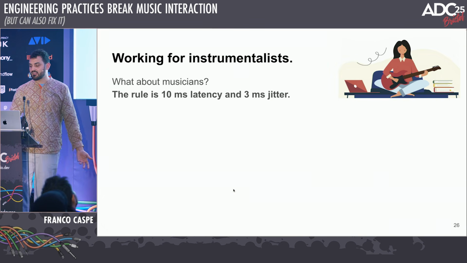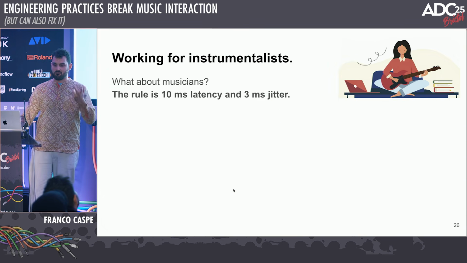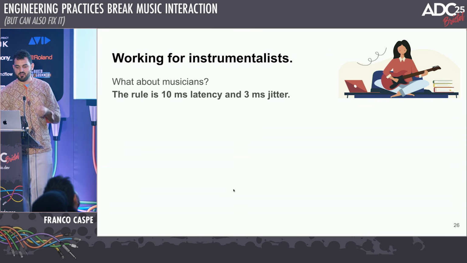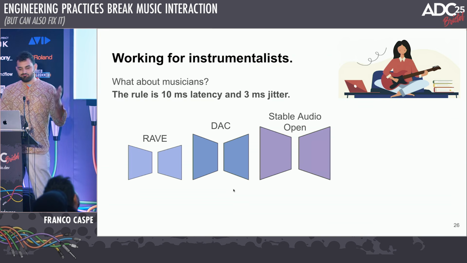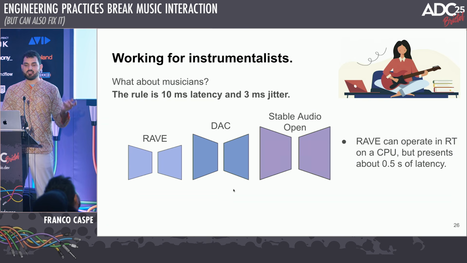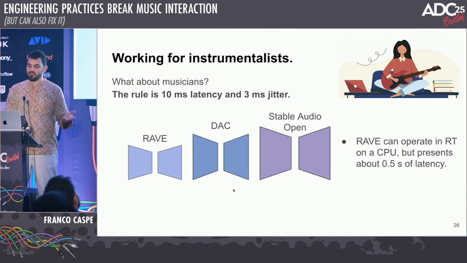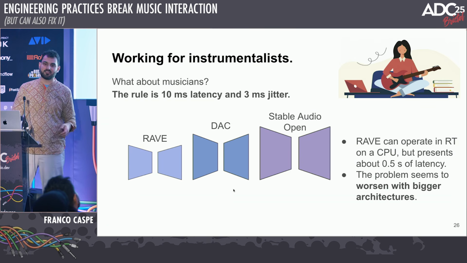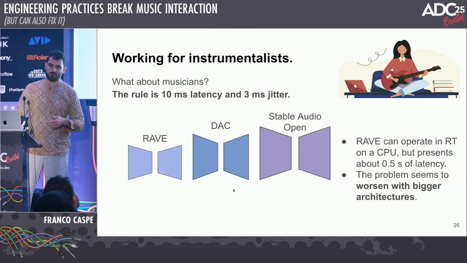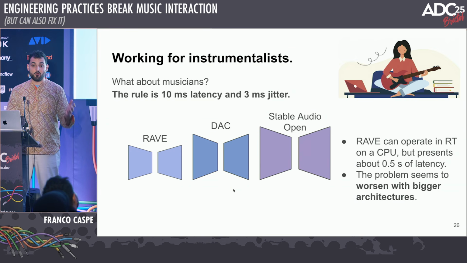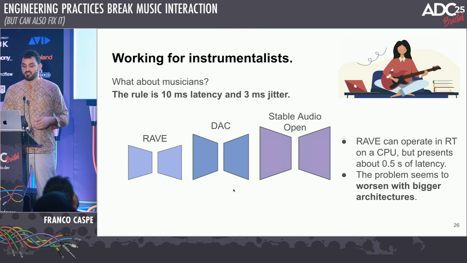But for musicians, it's a different thing, because we need 10 milliseconds of latency and 3 milliseconds of jitter. So RAVE can operate in real time on CPU with some latency, and the others seem even more complicated to operate on CPU with low latency in a streaming approach. It seems to be worse.